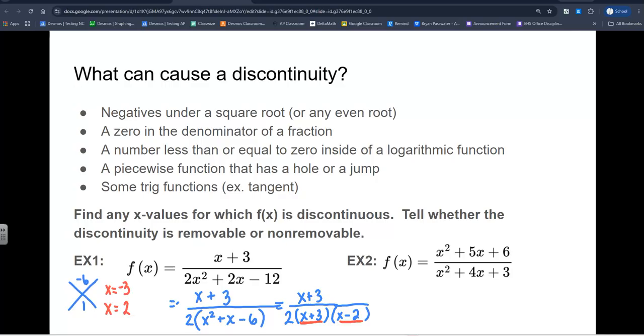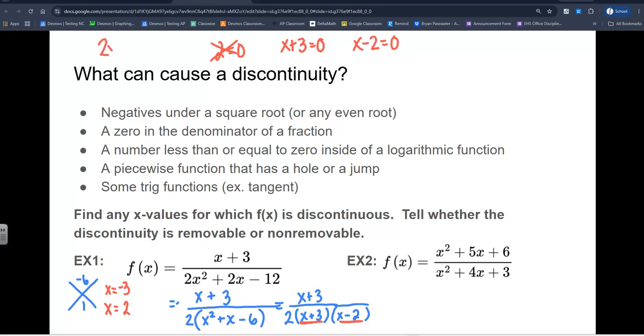Is 2 going to equal 0 at all? Because what you're doing right there is saying 2 equals 0, x plus 3 equals 0, and x minus 2 equals 0. You're trying to think of the things that would give you 0 in the bottom. Does 2 equal 0? No, there's no answers that come from it.